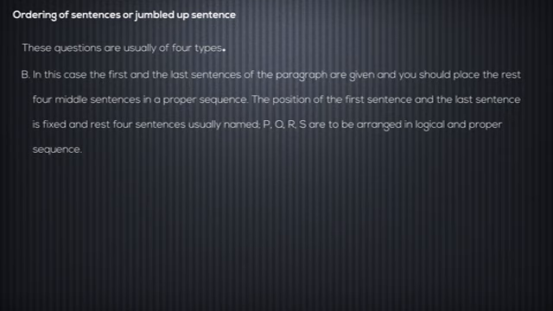In the second type, the first and the last sentences of the paragraph are given, and you should place the rest 4 middle sentences in a proper sequence. The position of the first sentence and the last sentence is fixed, and the rest 4 sentences, usually named P, Q, R, and S, are to be arranged in a logical and proper sequence.